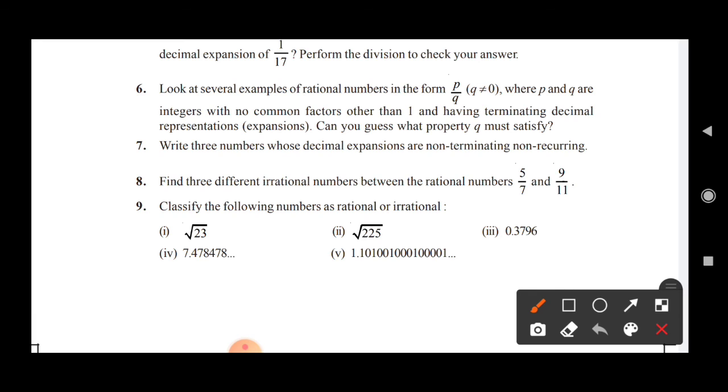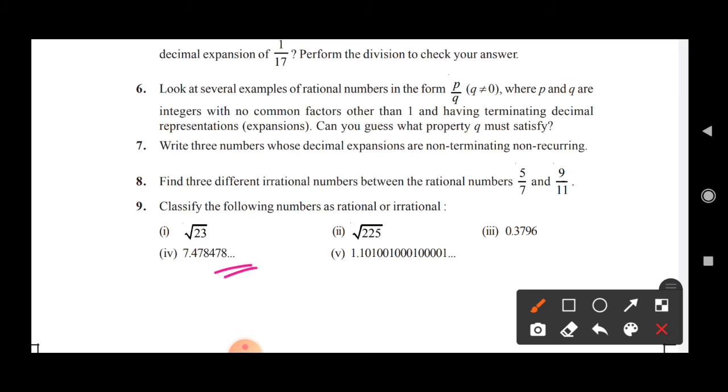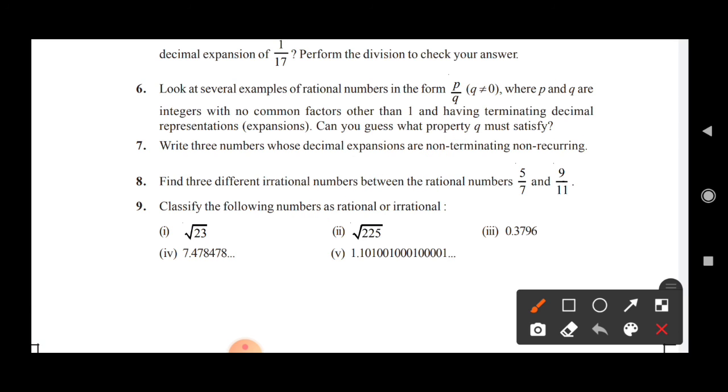And number 4, you can see there is a dot dot. That means the remainder never becomes 0. So it is irrational. Number 4, irrational. And number 5 also, you can see that after the decimal 10 100, 4 times 1 and dot dot dot dot. So the remainder never becomes 0, it is non-terminating. It is also irrational.